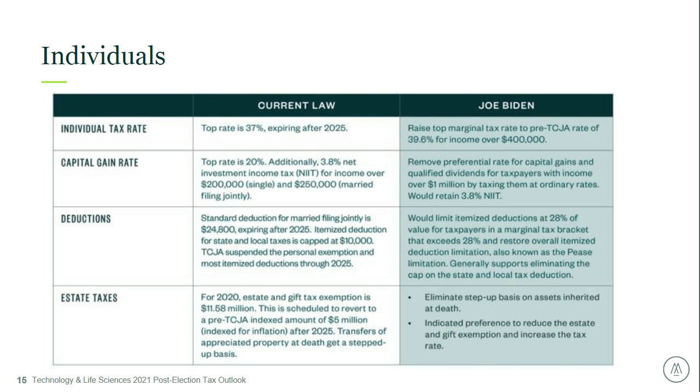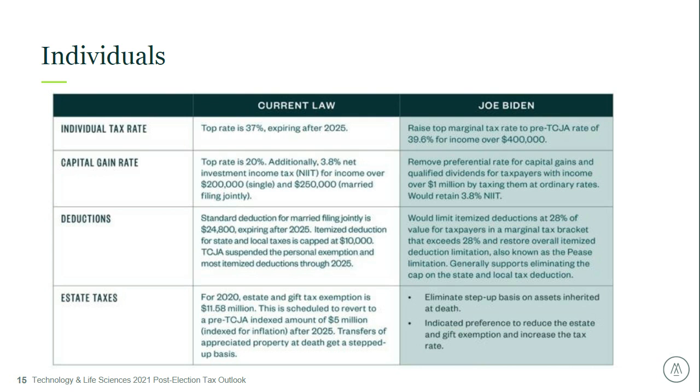Another very important item is currently there's a preferential rate for capital gains as well as for qualified dividends. And under the current rate, that's in place, but there is a 3.8% net investment income tax for incomes over a certain level, 200,000 single, 250,000 for married. What the Biden plan looks to do is to eliminate that preferential rate, not only on capital gains, but on qualified dividends. But it is for taxpayers with income just over $1 million. So it wouldn't apply to everybody, mostly focused on high income individuals. And it would keep in place the 3.8% net investment income tax.